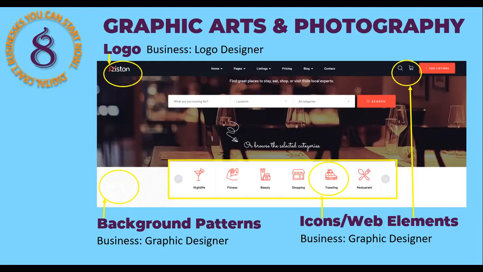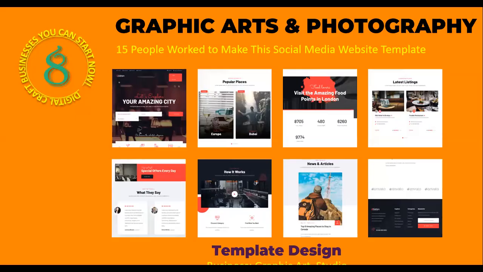So you have the background patterns. I apologize, I did not design this particular template. I would have chosen a different background. But you can see that there is a very, very faint pattern design on the background, and that also someone had to create as well. In the next slide here, what you're looking at is an actual website, each page of the website. This is a complete template.